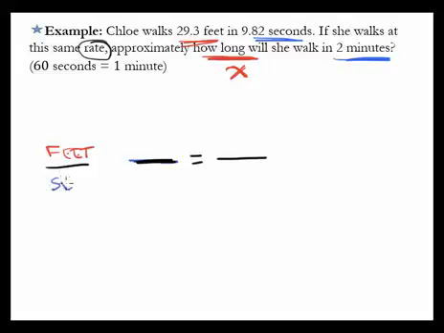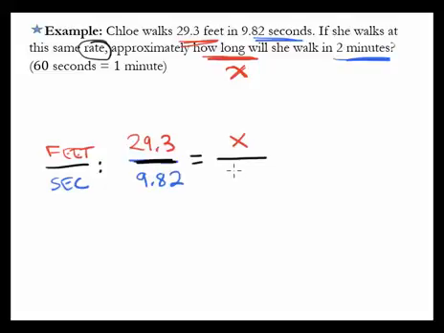Because that's how we measure speed, in feet per second, miles per hour, distance per unit of time, right? That's what speed is. And so we can start plugging in these numbers. So we know that she goes 29.3 feet, and it takes her 9.82 seconds. Question is, how long will it take her in 2 minutes?